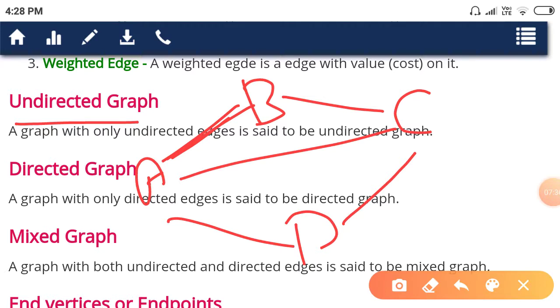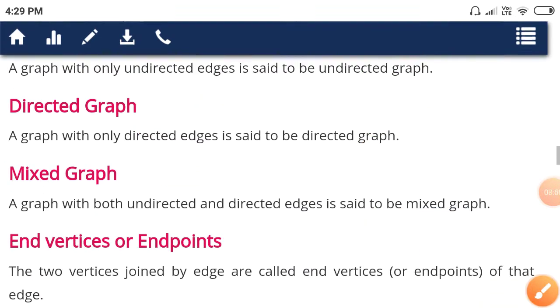Okay, so next one is the directed graph. Suppose you are mentioning a to b, and here we are using arrows, meaning a relationship from a to b exists, like this. So this is a directed graph. Okay, next one is a mixed graph. A graph with both directed and undirected edges is said to be a mixed graph. Both kinds of edges are there.